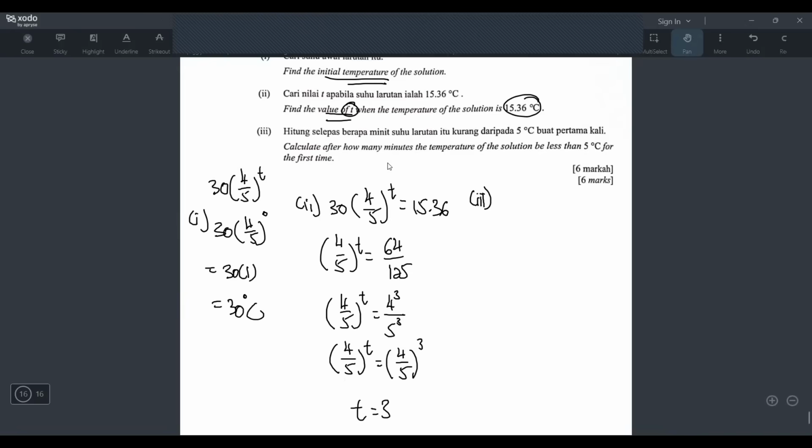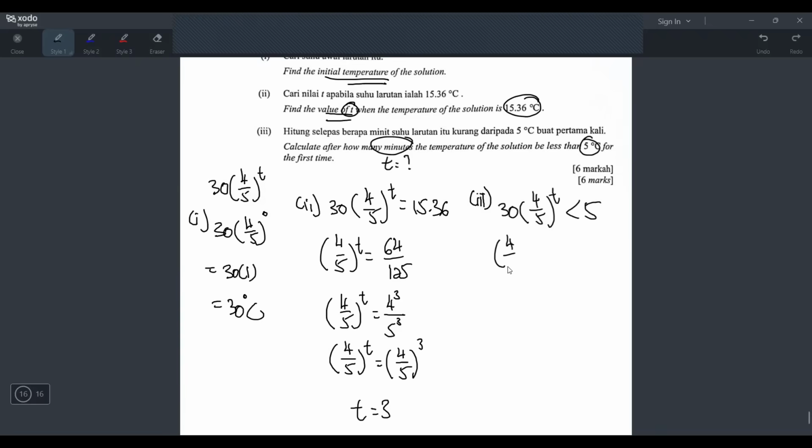Calculate after how many minutes, means find T. Find T. The temperature of the solution becomes less than 5 for the first time. So you cannot tell me you substitute 5 inside the T. Cannot. Instead, you have to take the whole thing, 30 times 4 over 5 power T. This is the formula to find temperature, right? They say less than 5 for the first time. It means less than 5 like this. This is the correct way. And then later you have to find T.